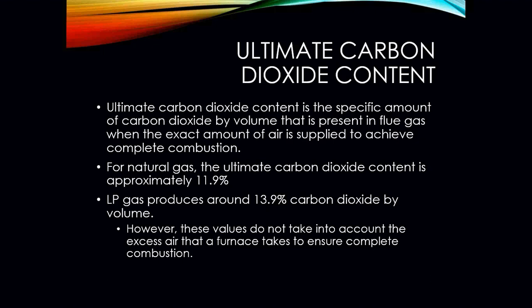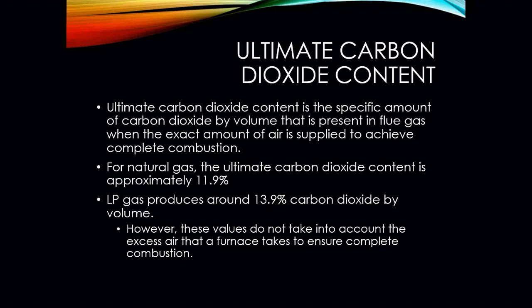Ultimate carbon dioxide content is the specific amount of carbon dioxide by volume that is present in flue gas when the exact amount of air is supplied to achieve complete combustion. For natural gas, in order to achieve complete combustion on that type of fuel, we have to have about 11.9% carbon dioxide content. For LP, we're thinking about around 13.9% carbon dioxide content.